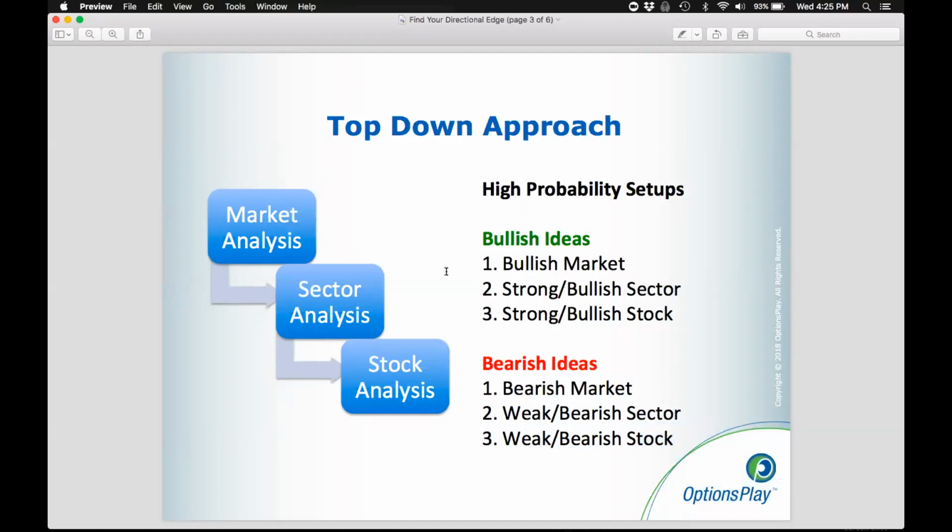We'll show you that in a second, but I really want to make sure that everyone understands this concept of the top-down approach, because that's how you'll be able to find the highest probability setups when everything lines up with the individual stock that you're looking at. So if you're looking for bullish stocks, make sure you're finding that stock in a strong sector that's also in a bullish market. That will give you the highest probability of that stock going higher. Vice versa, on the bearish side, if you're looking for a bearish stock, you should look in bearish sectors within a bearish market. That will give you the highest probability of a bearish move on an individual stock.